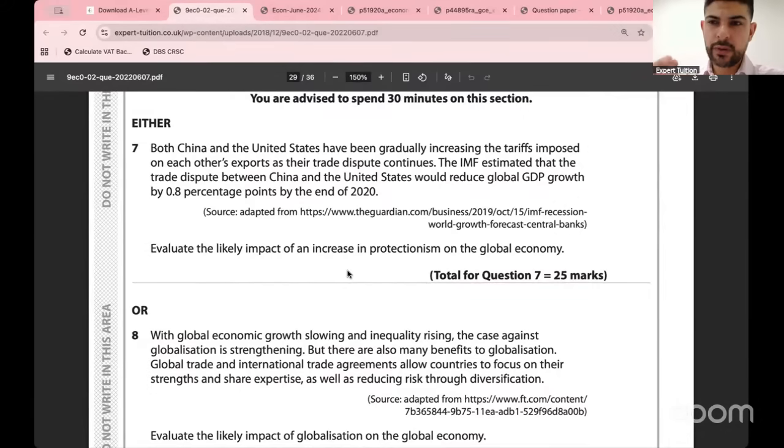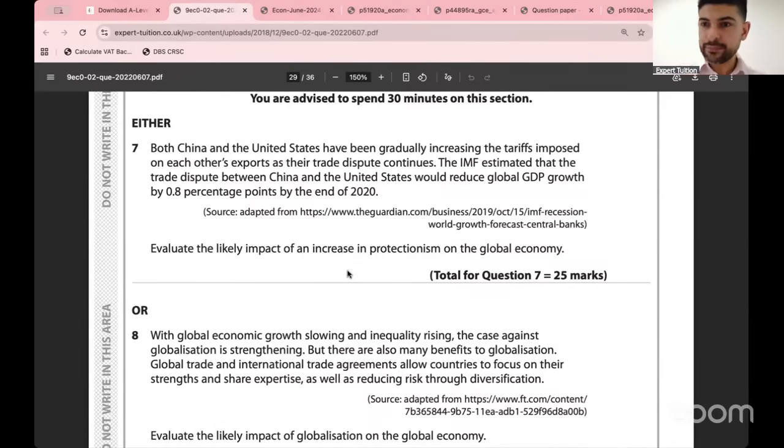Now, global economy questions are a bit awkward, and the best way I think to deal with them is to break your analysis up into two sides. One side of it is going to be to do with the exporting countries, and one side of it is to do with the importing countries. So let's start with the basic one, which is the exporting countries.